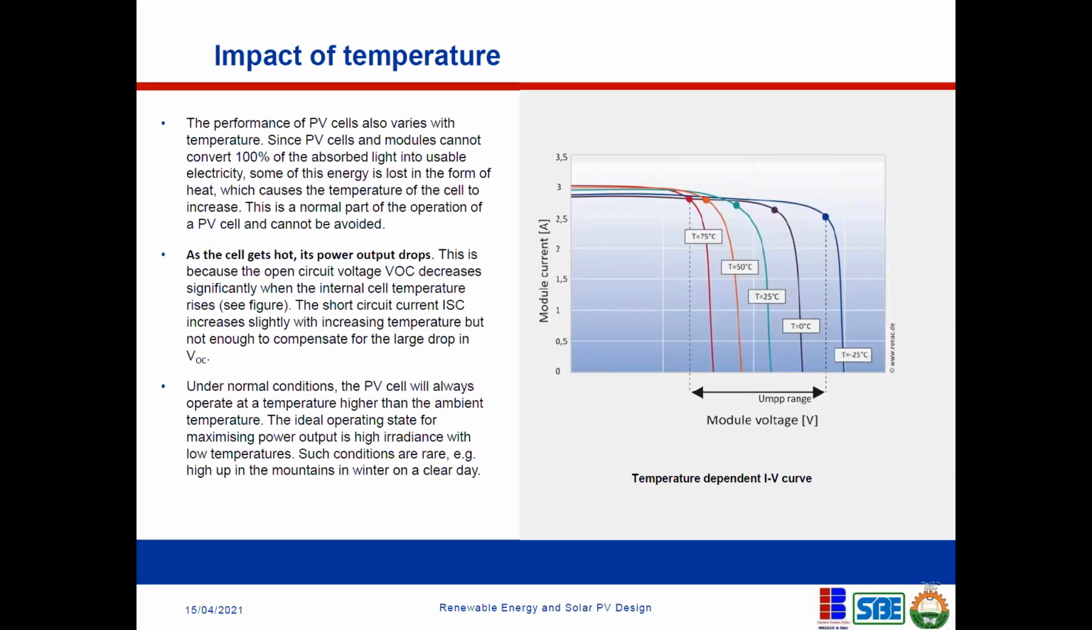The one we had before was increasing and decreasing irradiance, but this one is about temperature. You can see that we started from a temperature of 25 degrees, and then it moved up until the temperature of 75 degrees. Now remember that the horizontal line is the voltage and the vertical line is the current. Now look at the change in the voltage as this temperature changes.